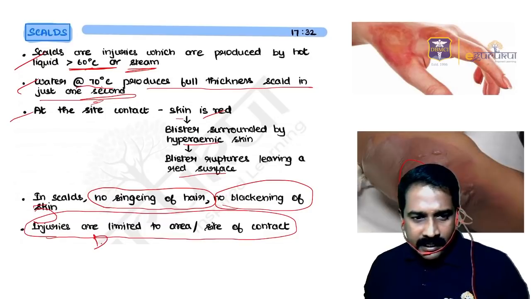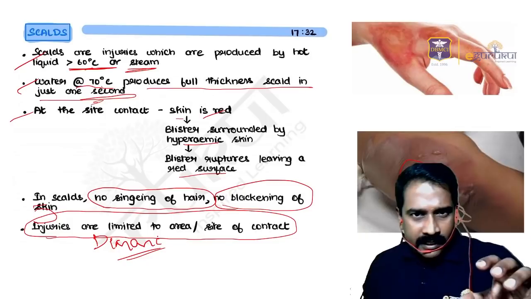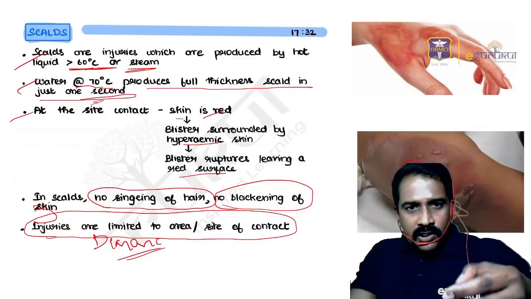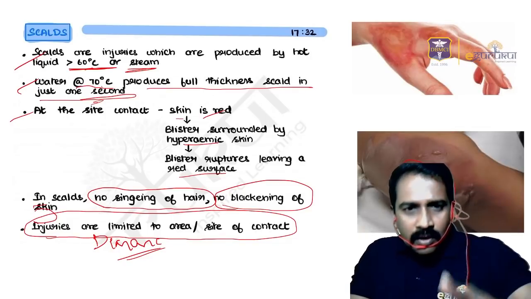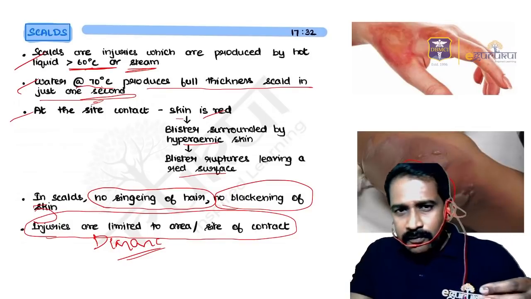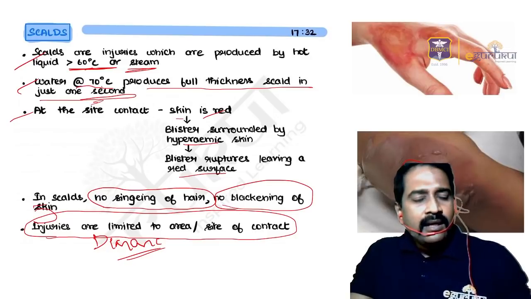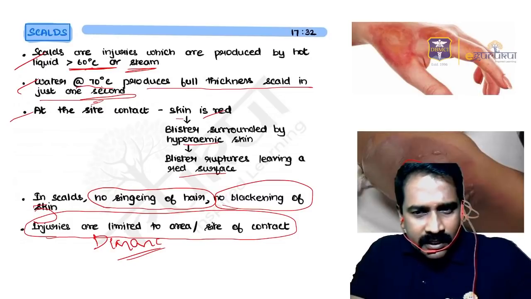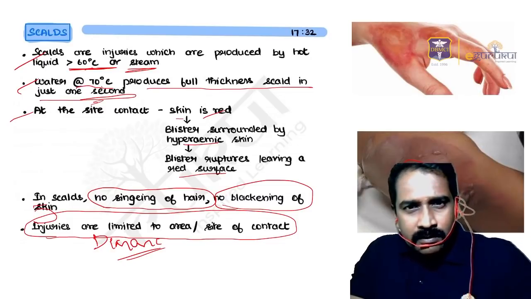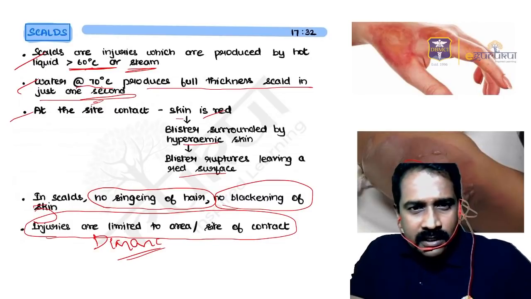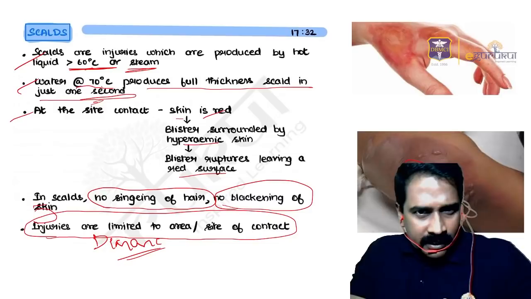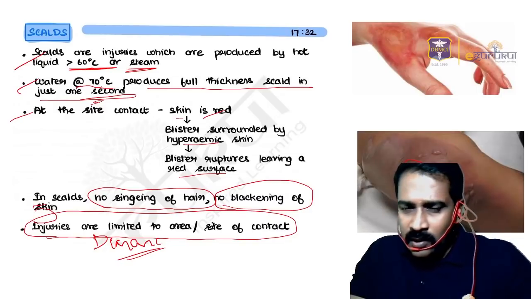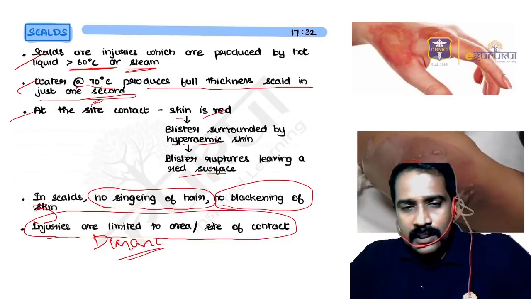That is, there is clear demarcation. They are limited to that area. Now, due to gravity, this hot fluid trickles down, just flows down. So wherever it flows down, there will be the lesions or the injury. So these are scald injuries definitely. There is erythema, there is a blister which is surrounded by erythema, and there is clear demarcation. No singeing, no blackening, no destruction. Okay, now let's move to the next question here.